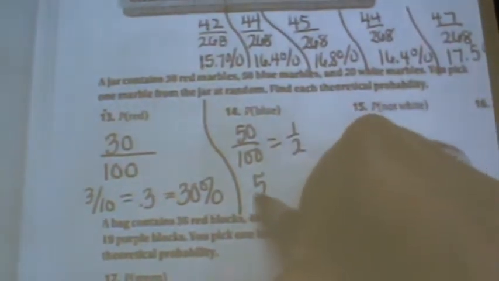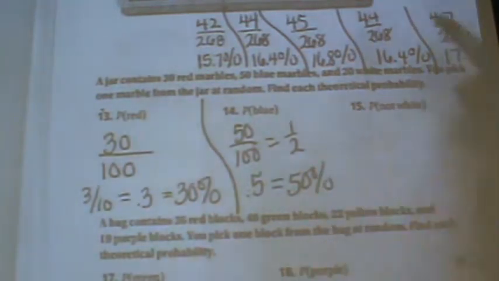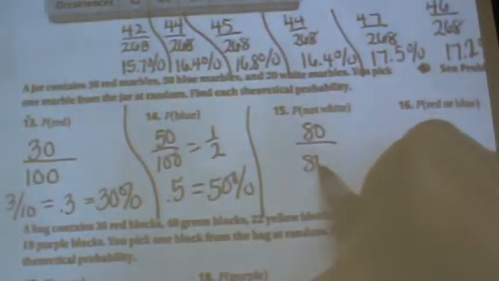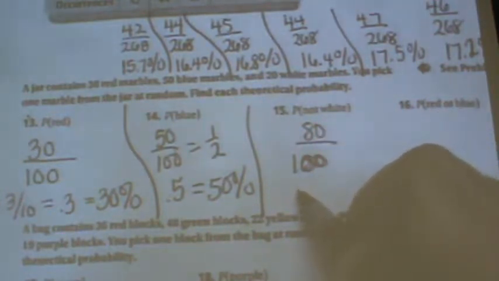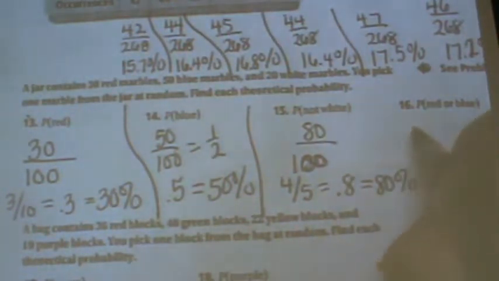50 over 100. That's a half. It's 50% or 0.5. How about not white? How many are not white? 80. There's 80 that are not white out of 100. Whoops. 80 out of 100 is? 80%. So 4/5 you could say. You could say 0.8, or you can say 80%.